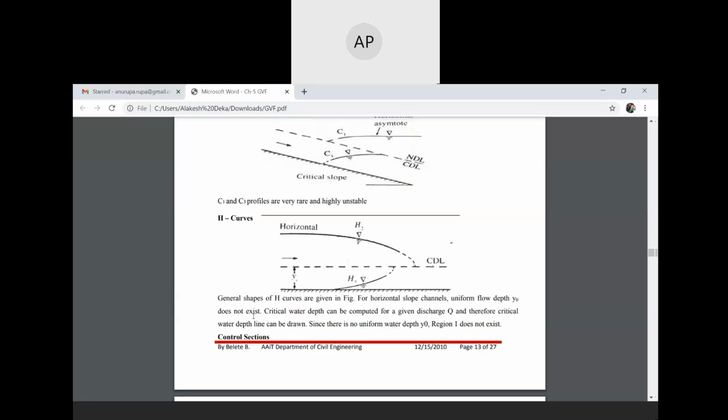Critical water depth can be computed for a given discharge Q, and therefore the critical water depth line can be drawn. Since there is no uniform water depth, why not? Region 1 does not exist. Okay, there is no region 1, only H2 and H3 profiles.